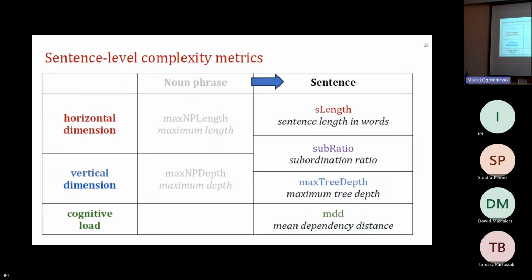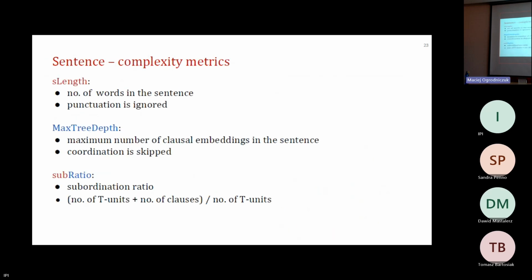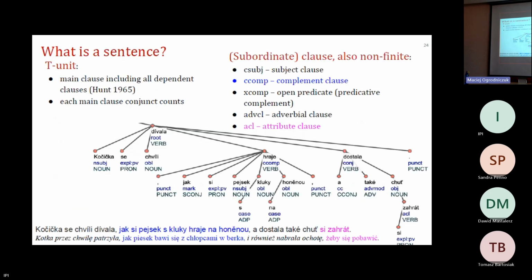Now sentences. So we have sentence length, then something called subordination ratio, something called maximum tree depth, similar to NP depth but for clauses, and mean dependency distance. So I'll show you. This is easy, punctuation is ignored. Maximum tree depth is the maximum number of clausal embeddings in the sentence, and coordination is skipped. So again, conjuncts are taken separately. And subordination ratio is something special, and I'll have to say more about this.